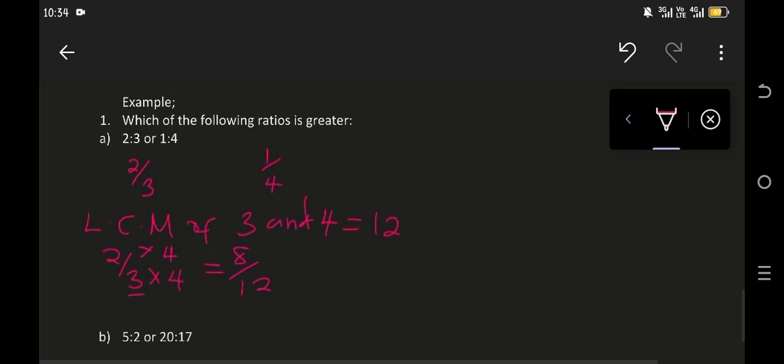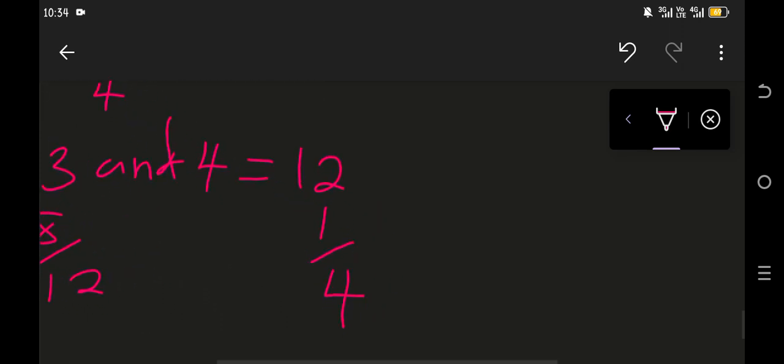The next one was 1 over 4. Which number will you take by 4 to get 12? That will be 3. So you'll take 4 times 3 in the denominator, and you will take 1 times 3 in the numerator. That will be 3 over 12.